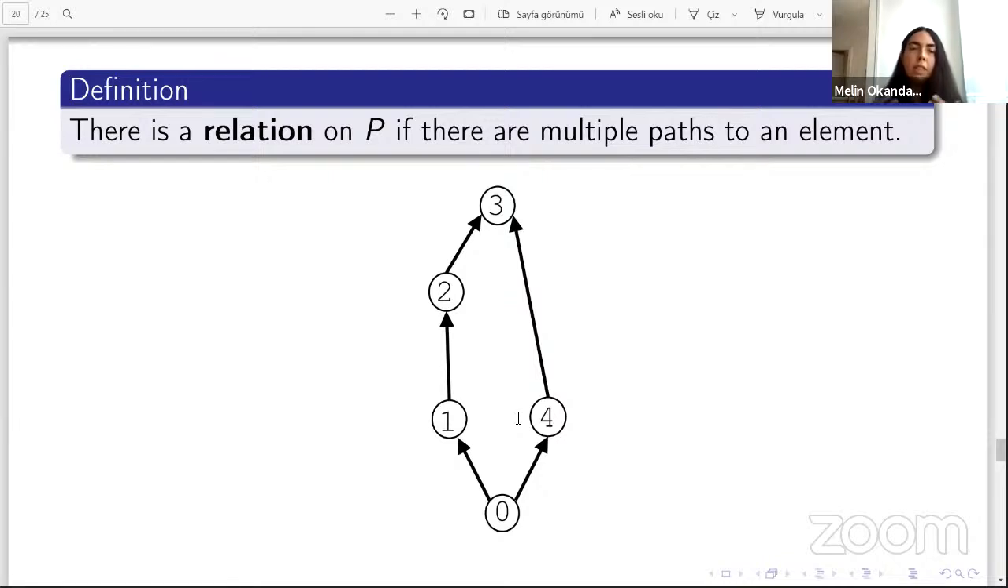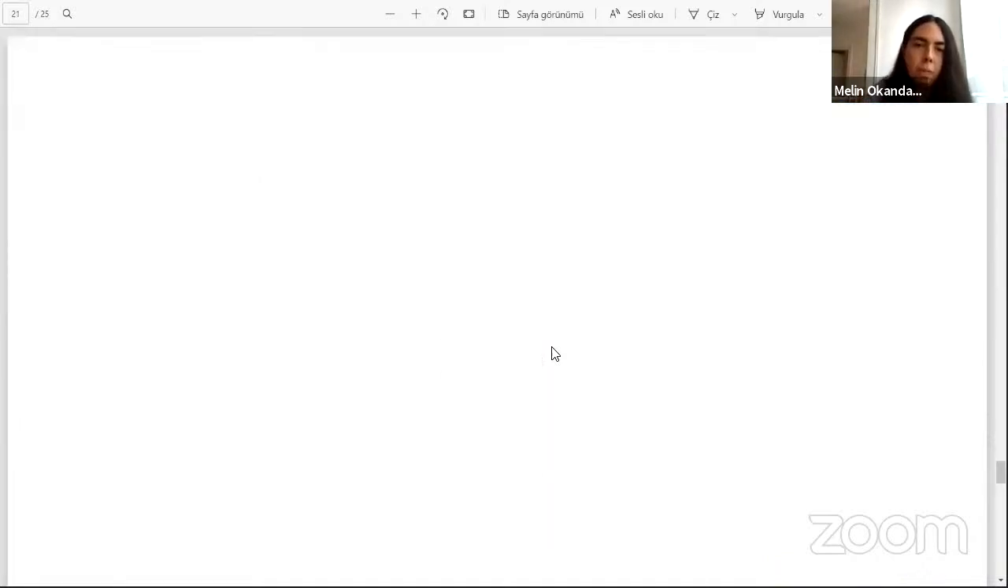We say that there is a relation on a poset P if there are multiple paths to an element. For example, let's consider the Kunz poset element 3 here. There are two paths that I can take to get to 3. Starting from 0, I can first go to 1, then to 2, and then to 3. There is another way: I can directly go to 4 and then jump up to 3. So as you can see, I have multiple paths to an element. This is analogous to the definition of trait, which makes sense why I am defining a relation here.